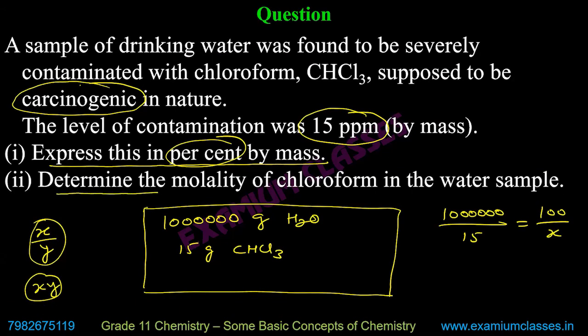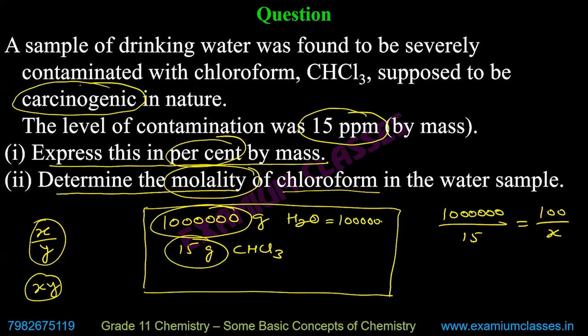Next, determine the molality of chloroform in the water sample. Now, molality is what? Number of moles divided by mass of solvent in kilos, right? So you know that. And you know these also. 1 million gram of water will be equal to 1 million milliliters of water. Why this will be so?